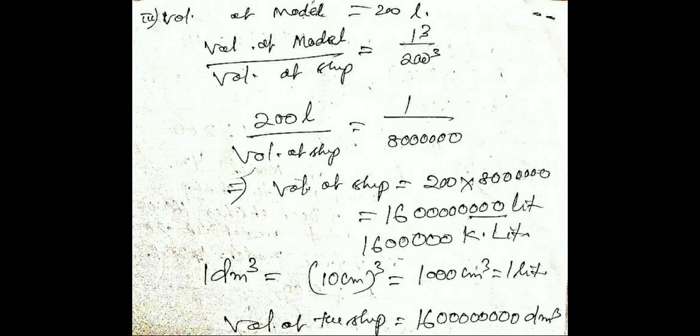If you convert, 1 decimeter cube, dm cube, that is 10 centimeter cube, is equal to 1000 cm cube, is equal to 1 liter. So therefore you convert to this one decimeter cube. So this is equal to 1.6 into 10 to the power 9 dm cube. Sorry, how many zeros? Just count. 10 to the 9 dm cube.